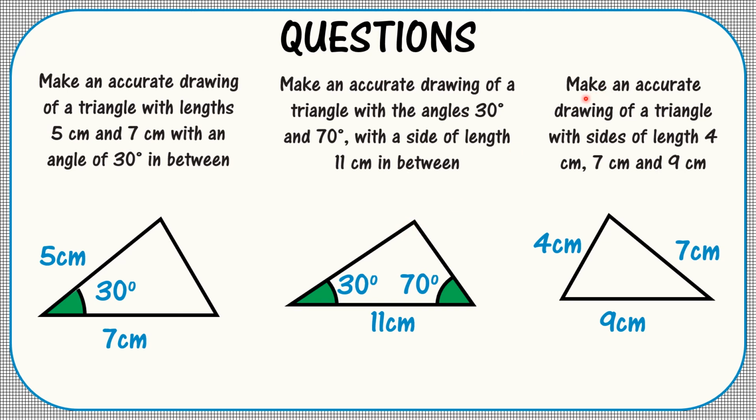The final one is make an accurate drawing of a triangle with sides of length 4 centimeters, 7 centimeters, and 9 centimeters. What you should understand is that this is side, side, side. So you start with the 9 centimeters. You'll measure out 4 centimeters. You'll measure out 7 centimeters. You will join them up, and then where they intersect, you'll draw a solid line. What you should remember, in all 3 of these, you should still have your construction lines. Remember, do not rub out your construction lines as you can get marks for them.